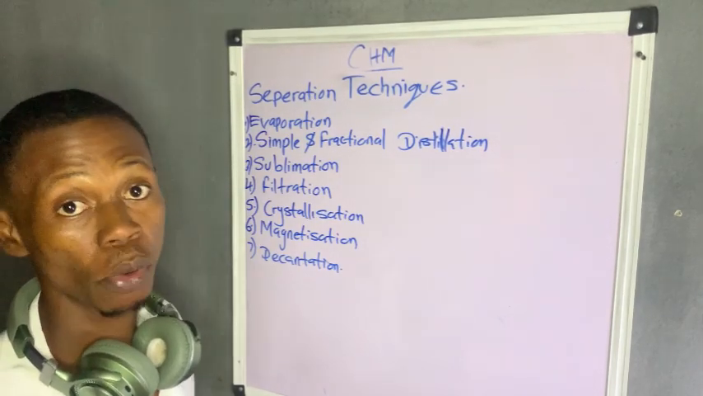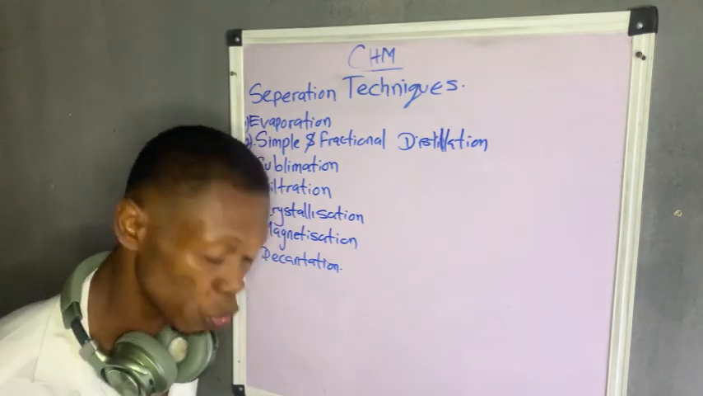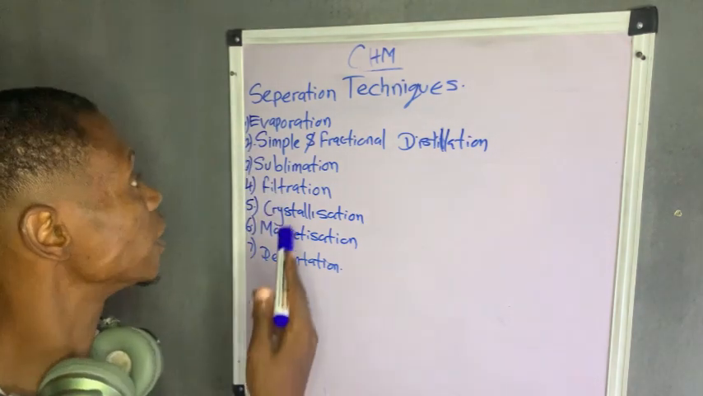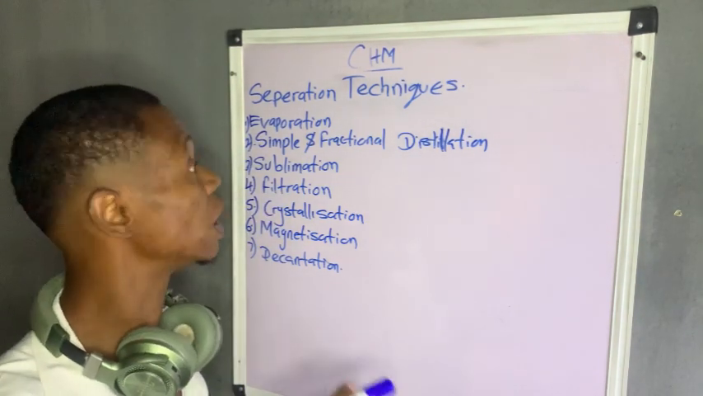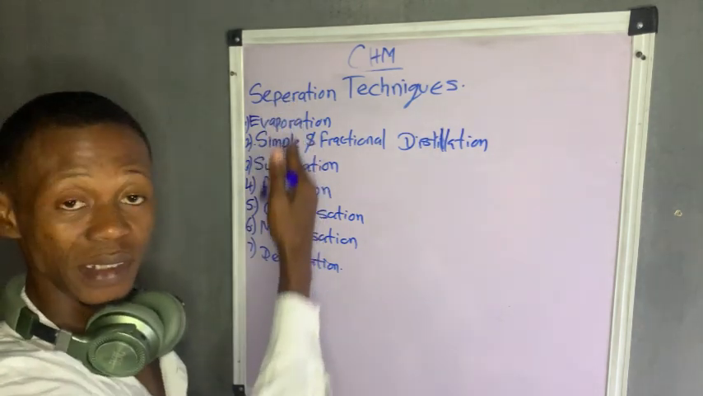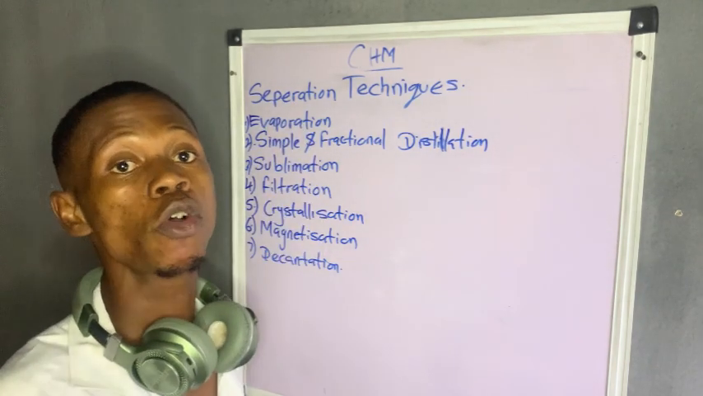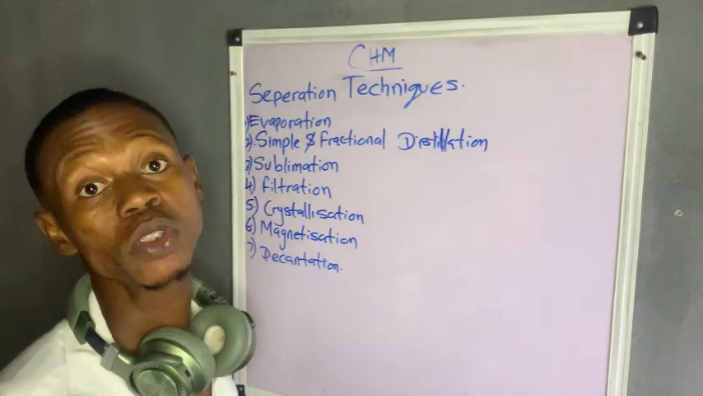From your JAMB syllabus, these are things you are supposed to know. From separation techniques, JAMB expects you to know these separation techniques. So how do we know which separation technique we are supposed to use?